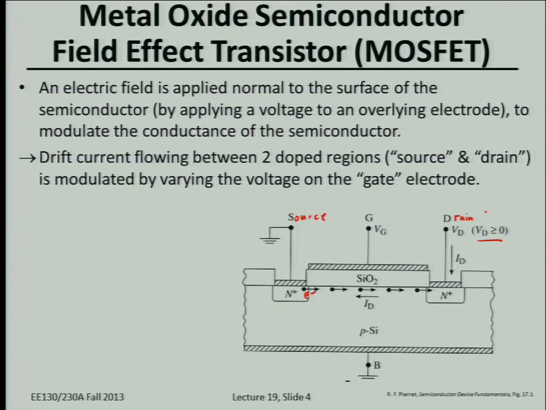Now, with the MOS capacitor, we have the bulk silicon portion of the capacitor, and typically that is biased at some fixed potential, V sub B.